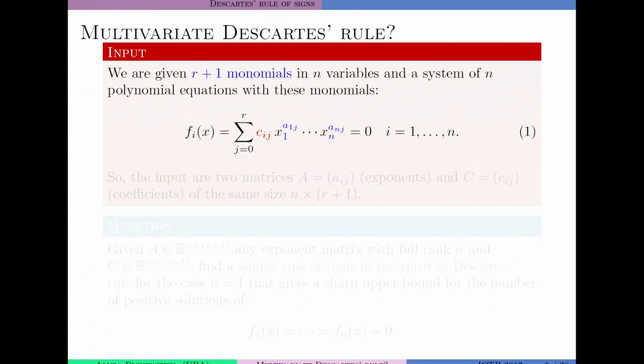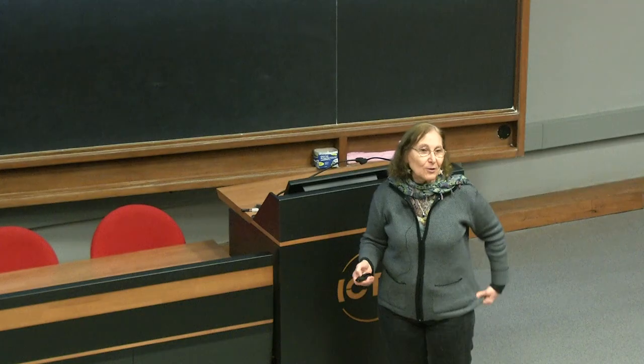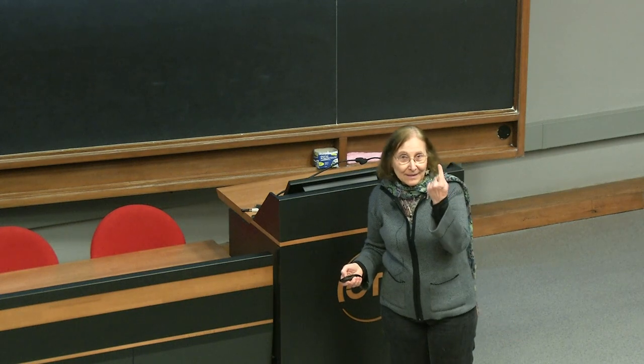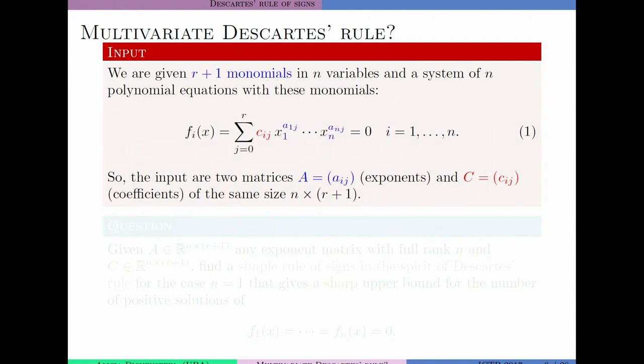Okay, so how could one phrase a multivariate rule? One way of doing this is the following. We pick n polynomials in n variables because we want to have a finite number of solutions. We need a finite number to count, okay? In one variable you could have a polynomial with a single positive root, but in general, you expect to have n polynomials and n variables. I'm going to call, as before, r plus 1 the number of monomials. And then I consider a system of these polynomials.